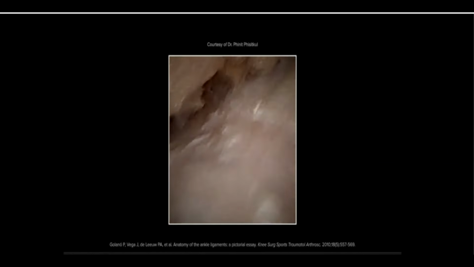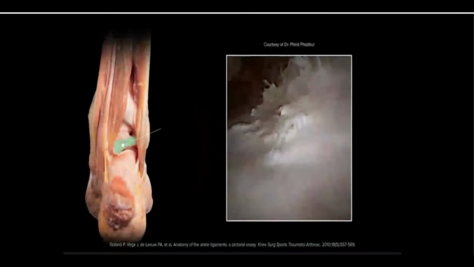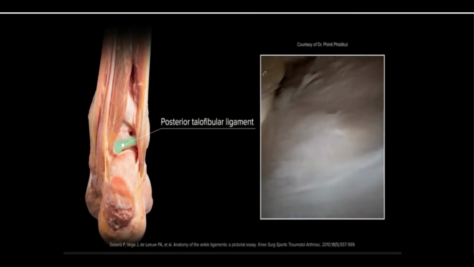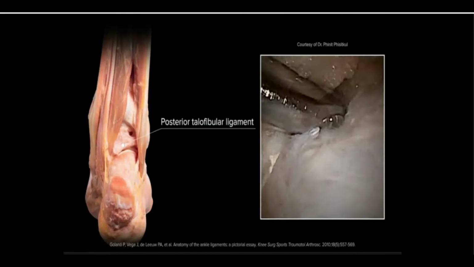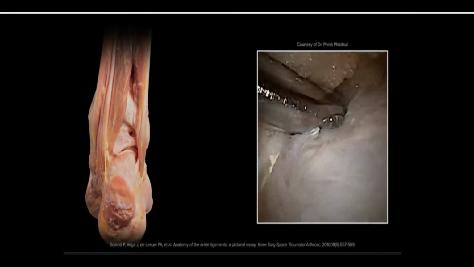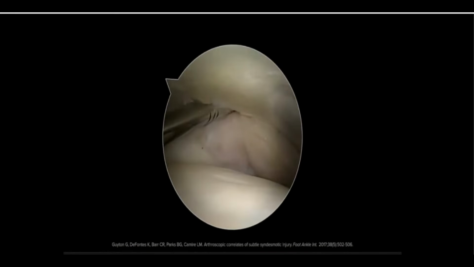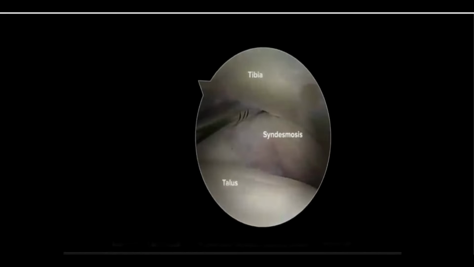Other posterior ligaments include the posterior talofibular ligament. In the cadaveric image, you can appreciate some tissue confluent with the PTFL superiorly. This is a combination of the intermalleolar ligament and capsular tissue. The syndesmosis can be assessed arthroscopically for disruption.